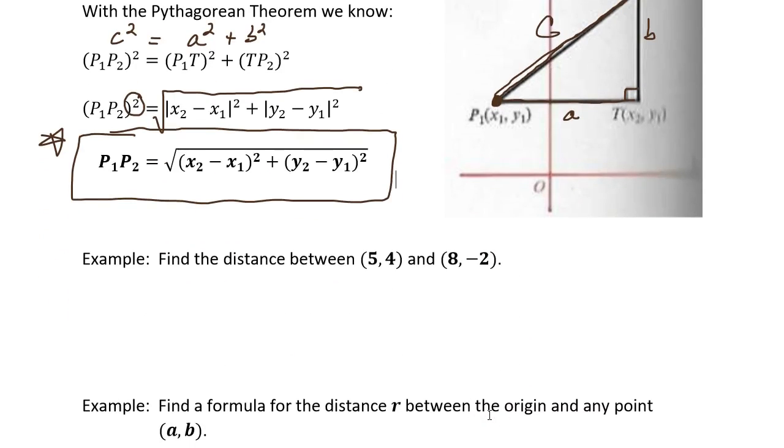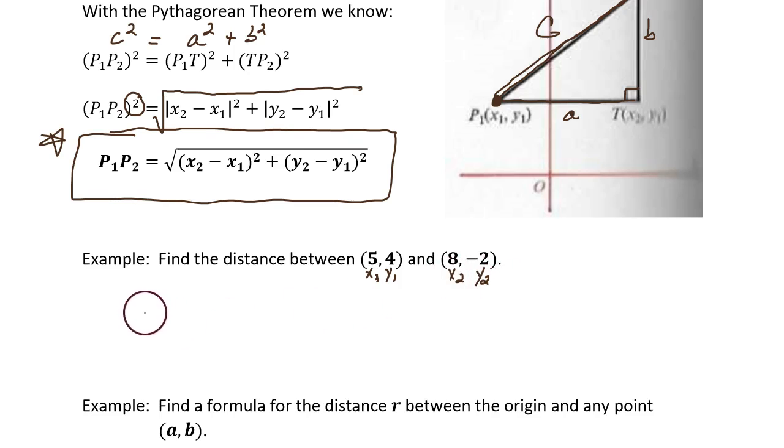Let's use the distance formula to find the distance between this point and this point. This is x1, y1. This is x2, y2. This is the x and y coordinate of the first point. That's why the little ones are here. These two numbers are the x and y coordinates of the second point. That's why they have these little 2's here.